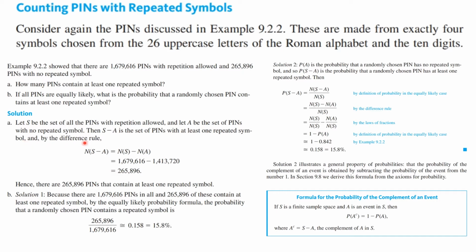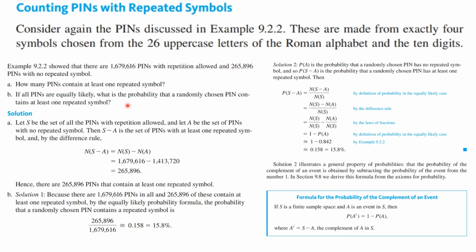And then by the difference rule, the number in S minus A is the number in S minus the number in A, and we just subtract those two numbers and this one number we had from before, and we will get this as the number. And so there are 256,896 pins that contain at least one repeated symbol.